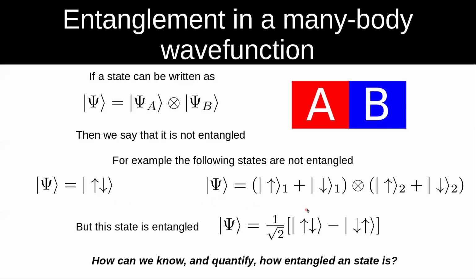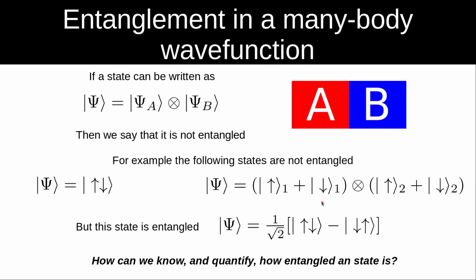And this wave function here that has a linear combination of up and down, and another linear combination of up and down, but now on site 2, is also not entangled. So you can think that this is just the spin in the x direction on site 1, this spin in the x direction on site 2, and then you just have a tensor product between those two.